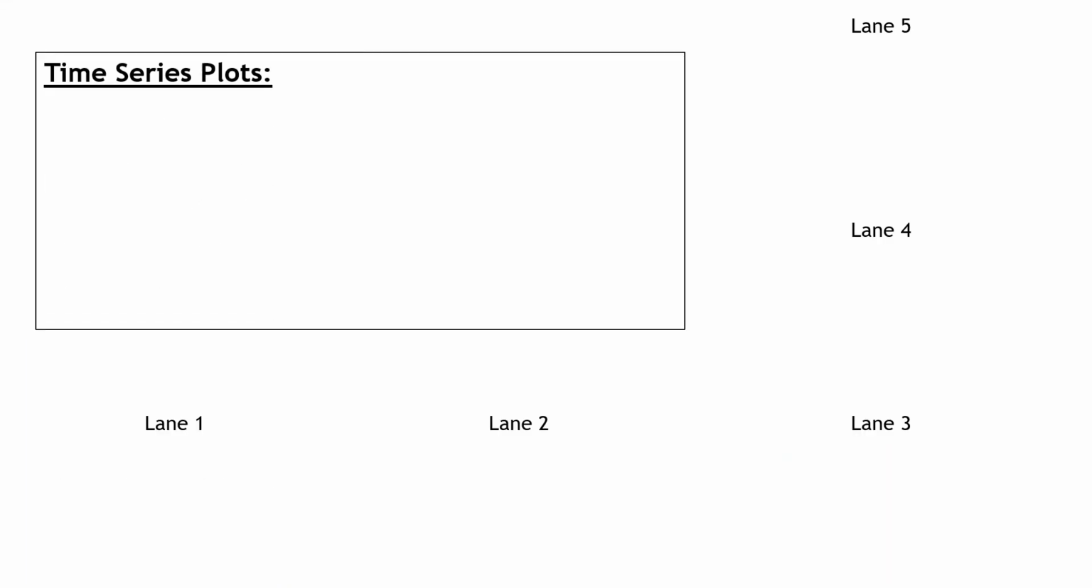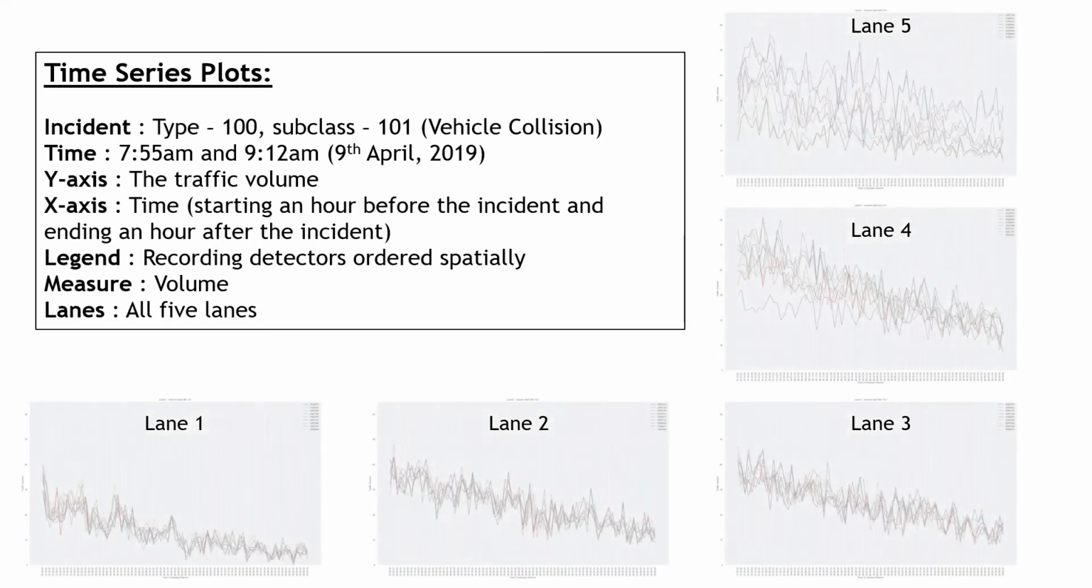Let's move on to time series plots next. This is an incident of the same type and the same subclass for the same time as well. Both of these are the same incident, but the plots are different. On the y-axis, we have the traffic volume, and on the x-axis, we have the time again. In the legend, we have the recording detectors sorted spatially, but here the measure is the volume.